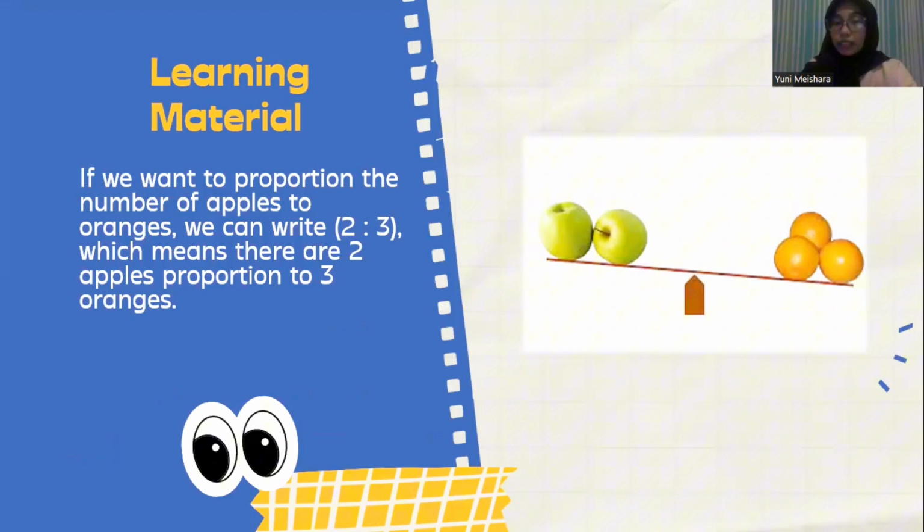Okay, the picture shows two apples and three oranges. If we want to proportion the number of apples to oranges, we can write 2 to 3, which means there are 2 apples in proportion to 3 oranges. By studying proportion, we can establish adjustments so that we can make choices that enable us to make decisions.